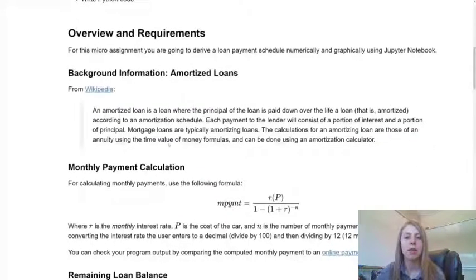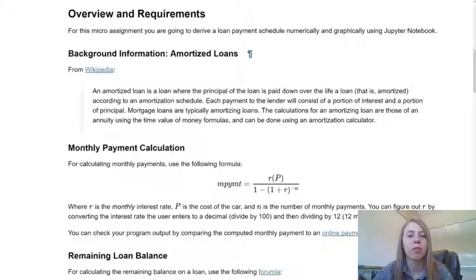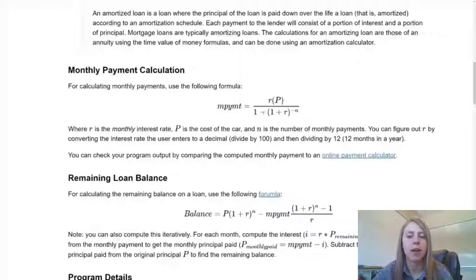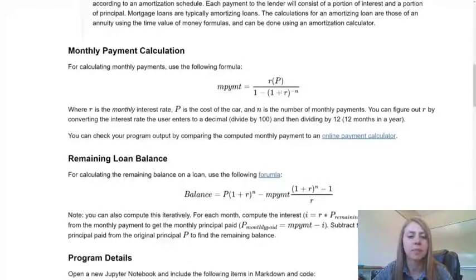So for this assignment, you're going to derive a loan payment schedule numerically and graphically in Jupyter Notebook. And no worries if you don't know very much about loan payment schedules. Everything you need to know is listed here in this document. So read a little bit about amortized loans and the monthly payment calculation. I provide the formula here.